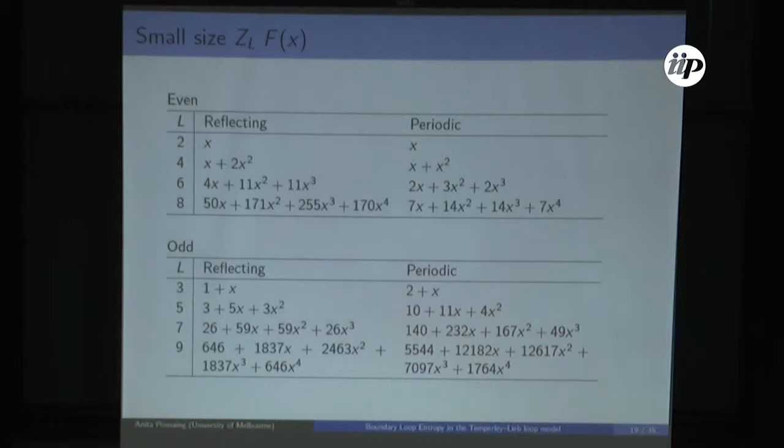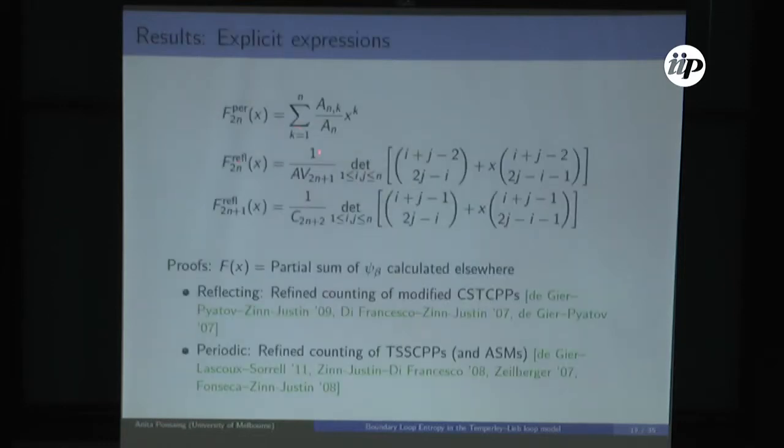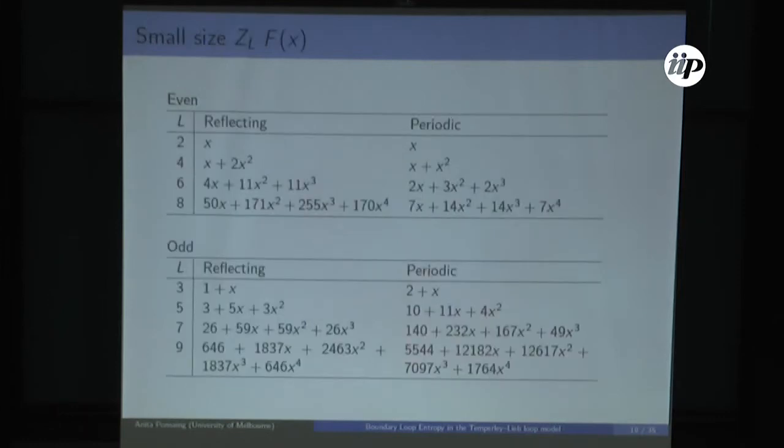Okay, so these are the small size examples of the observable. In the even and odd reflecting periodic cases, we have 1, 1, 2, 3, 2, 7, 14, 14. Sorry, that's the normalization. So F is normalized. So there are these denominators here. And if you just ignore those denominators, then you get polynomials with integer coefficients, which are nice to look at.